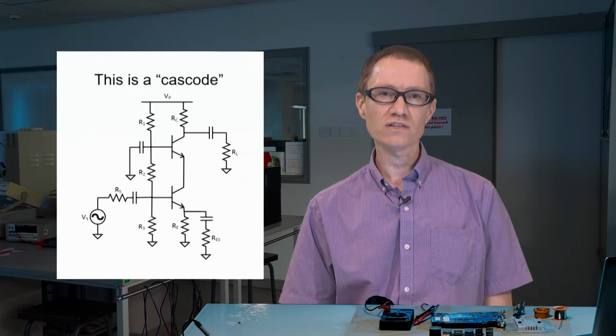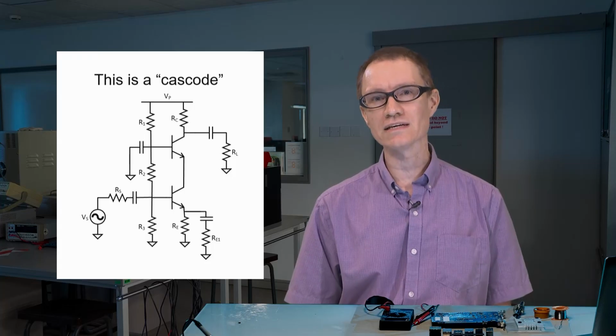We're going to look at the cascode configuration. Cascode comes from vacuum tube days. It means a cascade of two triodes, so together cascode. But in this video, we're going to look in particular at a cascade of two bipolar transistors. They still call it a cascode. Here's what it looks like.